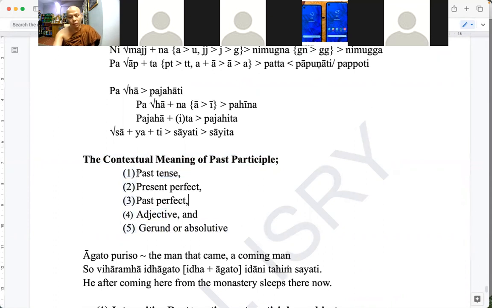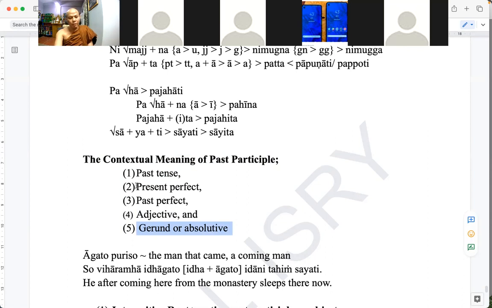For the past tense, it is not so difficult. It is just past tense, maybe with some time expression for the past. The adjective is also not so difficult, modifying some noun, so we can understand. For the gerund, there are two actions at the same time, and the former one with the past participle can be understood as a gerund.